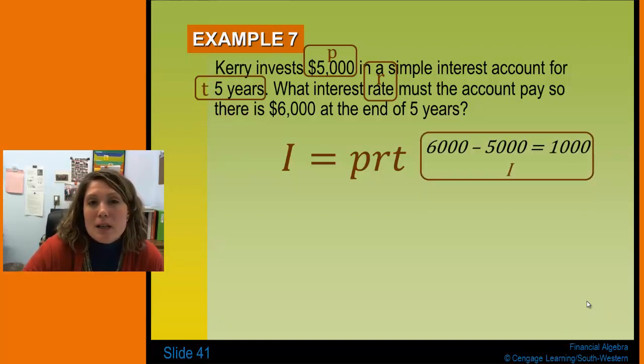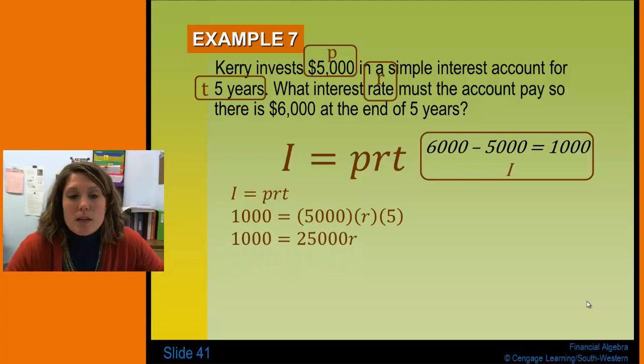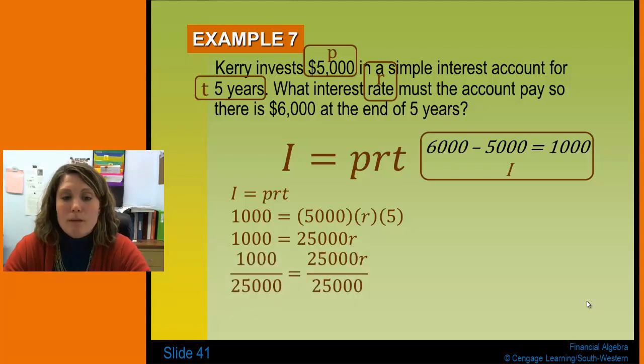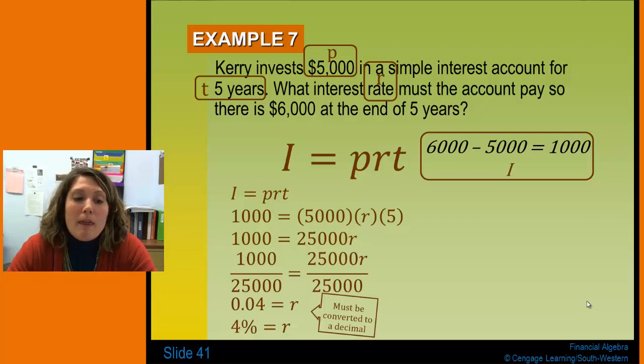So to figure out the interest that she would have earned on this, we take the 6,000 minus the 5,000, which is 1,000. So that's the interest that she's going to earn. So interest equals PRT. So we have 1,000 equals 5,000 times R times 5, which works out to be 25,000R equals 1,000. Divide both sides by 25,000. R equals 0.04, but I have to convert that because they're asking us for the interest rate. So that 0.04 is not the rate. We have to multiply that by 100 and we get 4%.